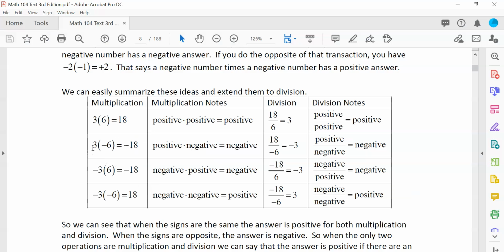And obviously, if you think about positive times negative or negative times positive, that's just one switch of directions. So you're going left on the number line, which is the negative direction. Now the same thing is true for division as well. Dividing by negatives or positives works in the exact same way.